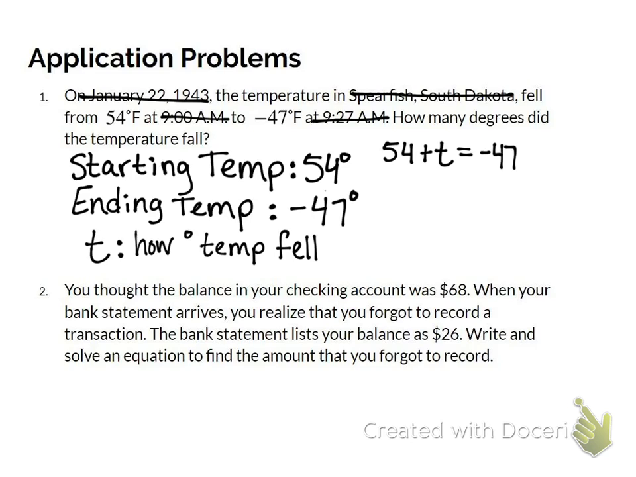Dominic? Solve for this one. Yes, that's what we need to do. That's step 3, to solve it. What are we going to do to solve this one? Subtract 54 from both sides. And what do we get for T? -101 degrees Fahrenheit.